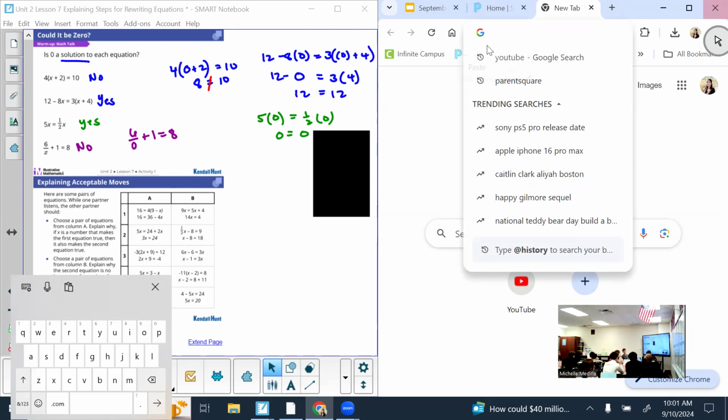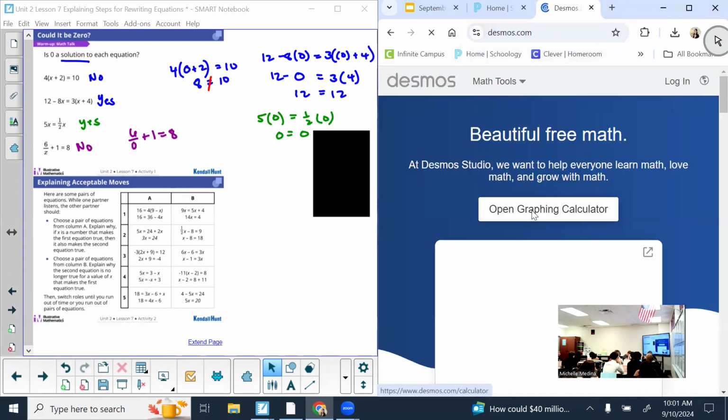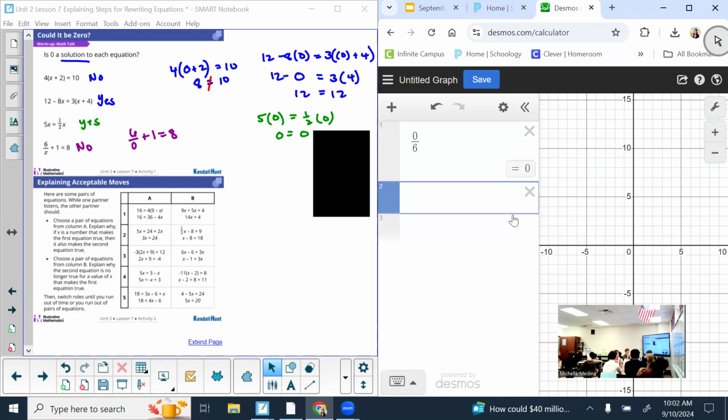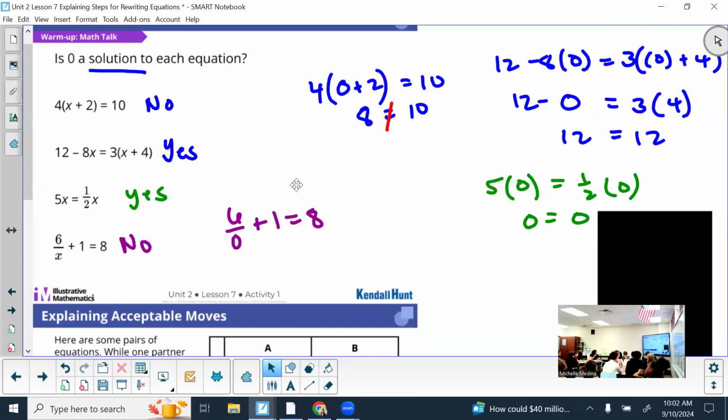If you ever get confused, just try it out in your calculator. 0 divided by any number is 0, but the reverse is not true. You cannot divide by 0. So that is why it's not a solution, because it's impossible to divide by 0. It might say undefined or just give you an error message if you're using a traditional calculator. But that makes 0 not a solution for that one. Good. Any questions?